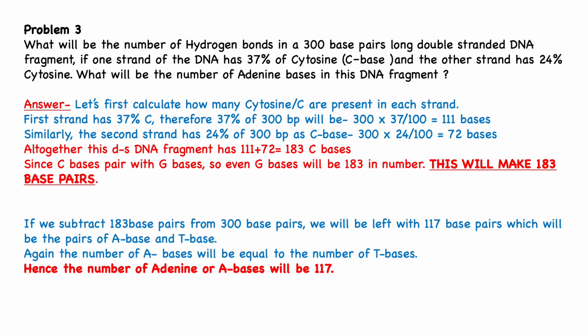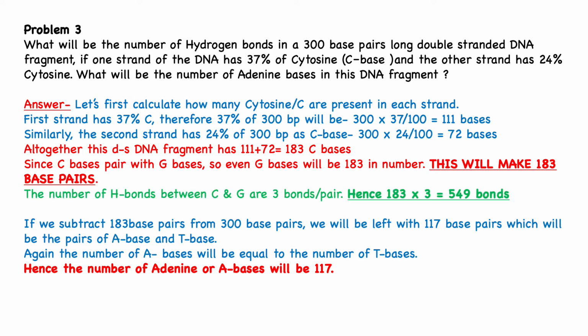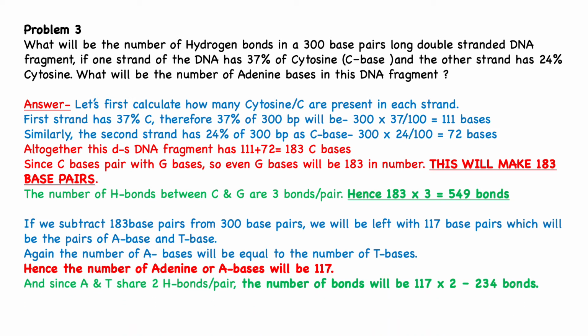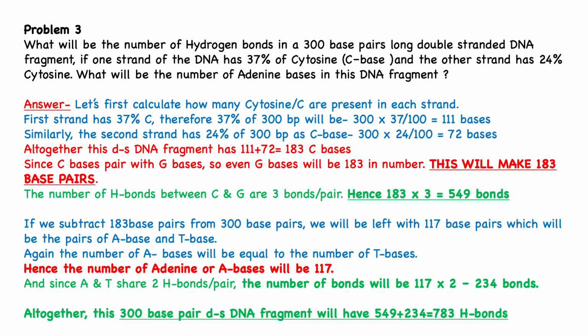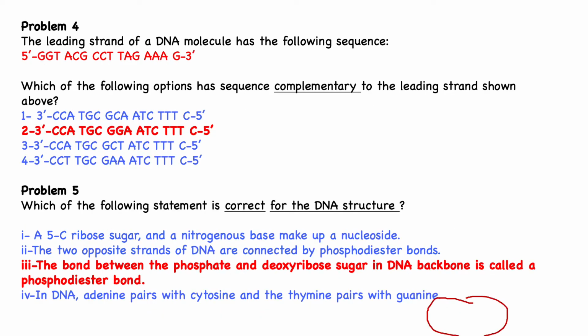Now since cytosine and guanine pair with 3 hydrogen bonds and adenine and thymine pair with 2 hydrogen bonds, we need to multiply 183 with 3 and 117 with 2 and then add them up. The total number of hydrogen bonds will therefore be 783 in this 300 base pair fragment. For problems 4 and 5, which are MCQs, the answers should be simple. Hope you learn to solve such problems.